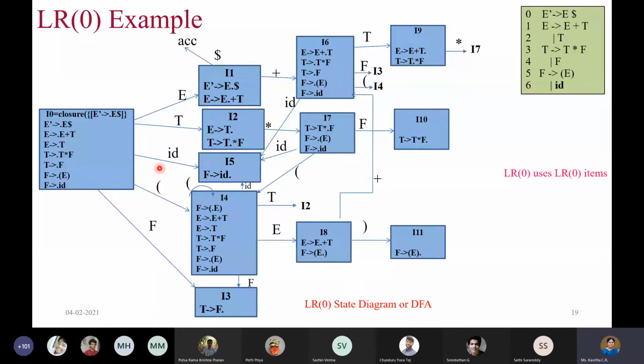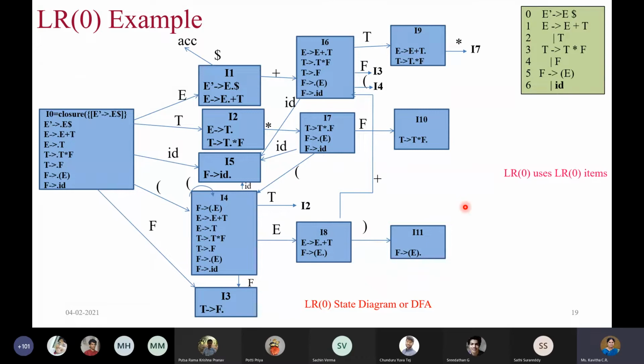You can see unique move on any symbol. You don't have multiple moves. Therefore, it is DFA. And always, because this is an LR(0) diagram, it should make use of only LR(0) items. That is a must. Later, you will come to know there is another kind of item called LR(1) item. So if I am constructing an LR(0) diagram, then I should be using only LR(0) items. Okay, so this is the entire diagram for the given grammar.